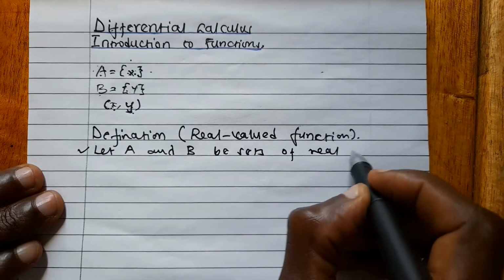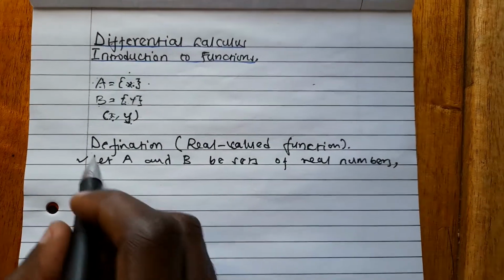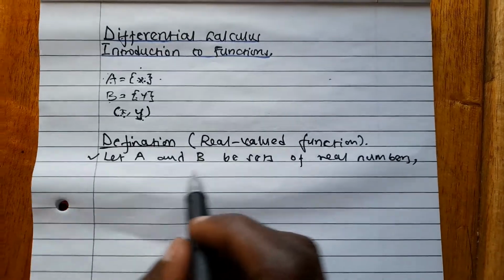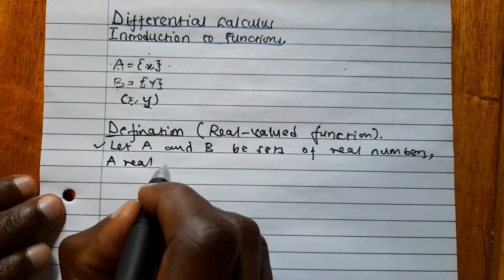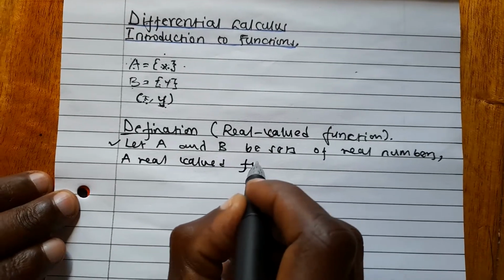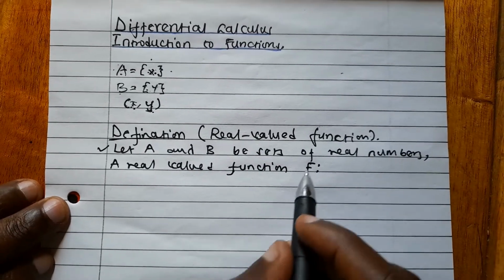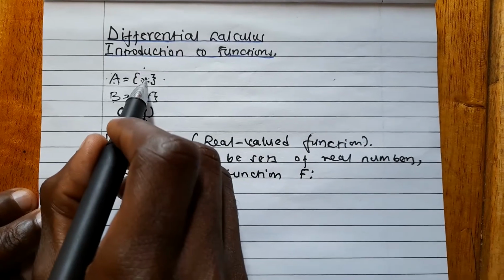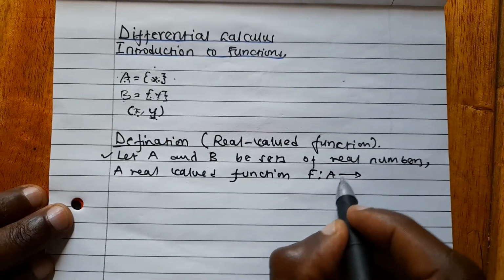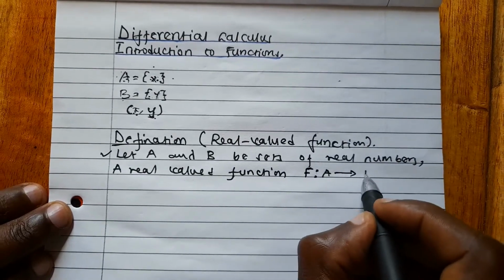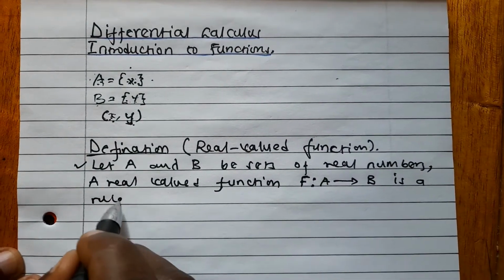Sets of what? Sets of real numbers. That is why I said it is a real valued function. So let A and B be sets of real numbers. A real valued function f, such that this f maps the elements of the set A to the elements of the set B, is a rule of correspondence.